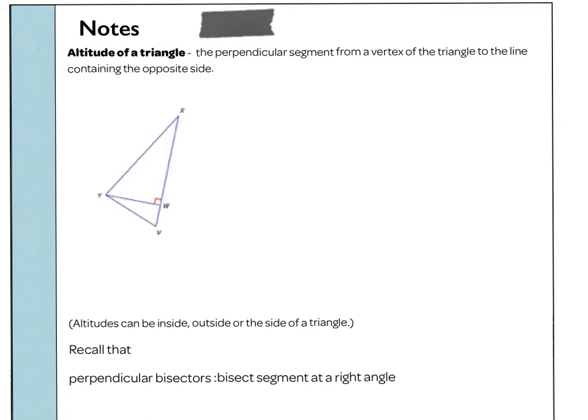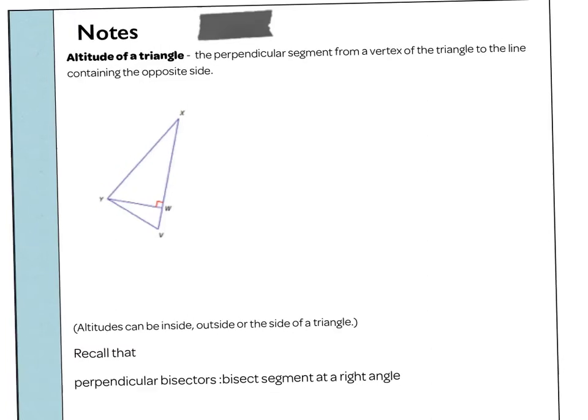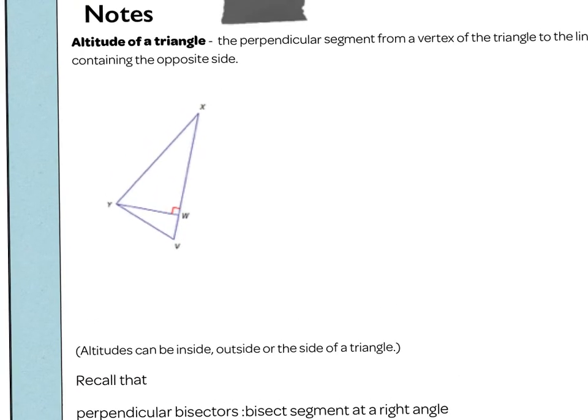So now we're on to the altitude of a triangle. The altitude of a triangle is the perpendicular segment from a vertex of a triangle to the line containing the opposite side. So let's focus in on this triangle here, triangle YVX. It is the perpendicular segment from a vertex. So we start at the vertex Y, and we go to the line opposite, but we go across so that we create a perpendicular right angle there. So let's see if we can do this for the two other vertexes in the triangle.